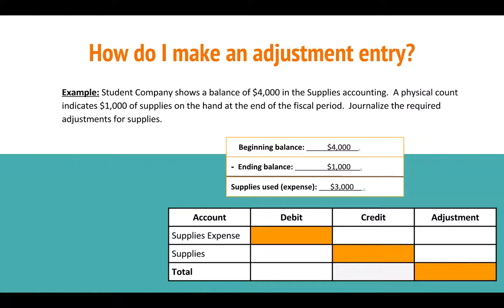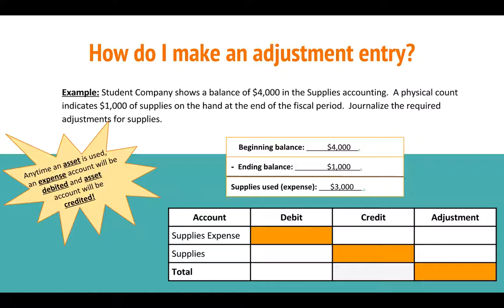So when we make our adjusting entries, it is important to remember that any time an asset is used, an expense account will be debited and an asset account will be credited. So now you might be asking yourself, well, what is the expense and what is the asset in this example? Well, that's simple. The supplies expense is known as the expense, and the supplies account is the asset. So now when we figured out our asset and our expense, it is now time to begin the adjusting process.